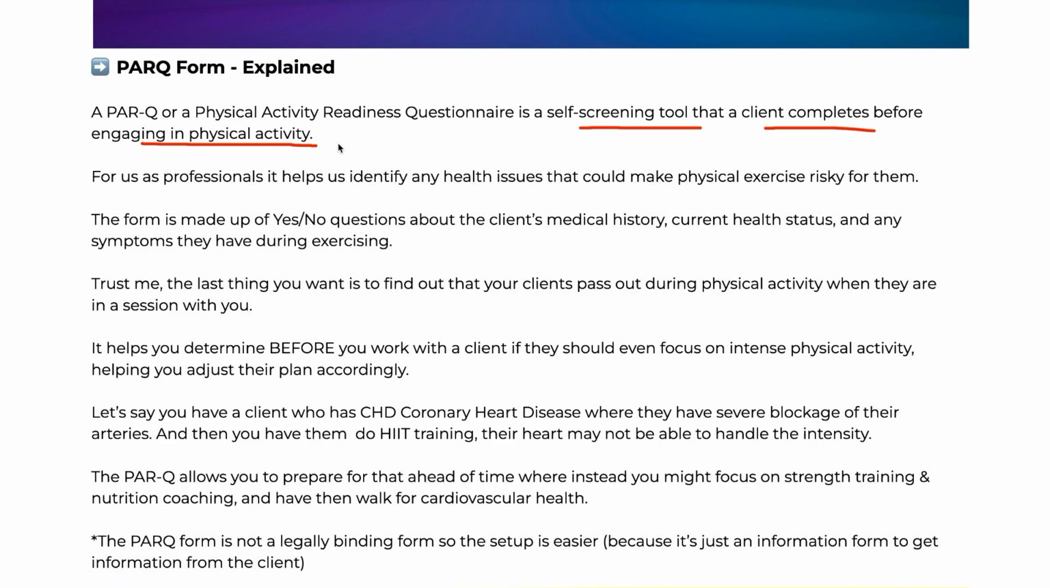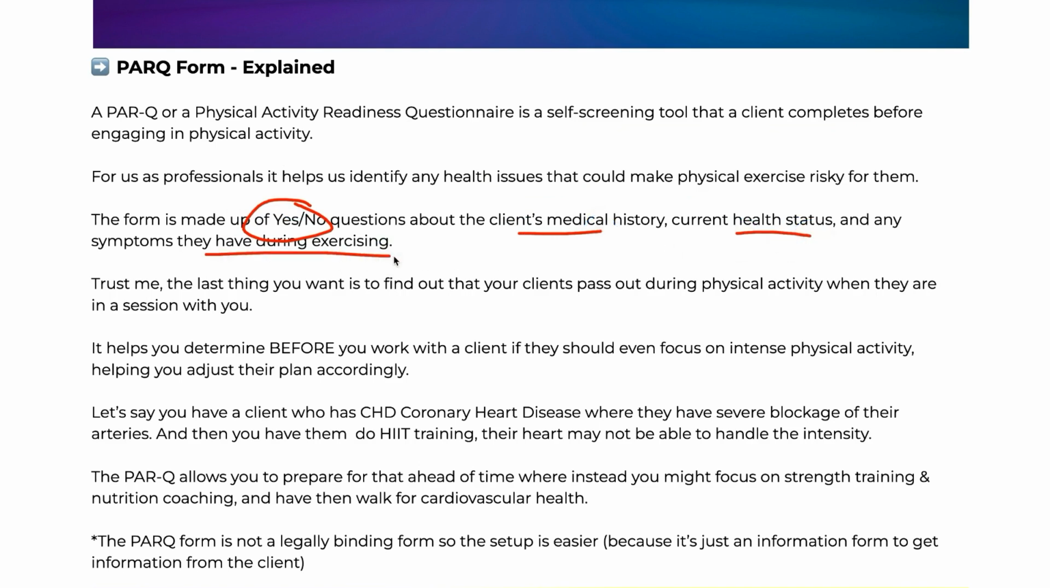So for us as professionals, it helps us identify any health issues that could take place before we have them do physical activity that might potentially be a risk for them. The form is made up of a number of yes or no questions about the client's medical history, their current health status, and any symptoms that they might have during exercise.